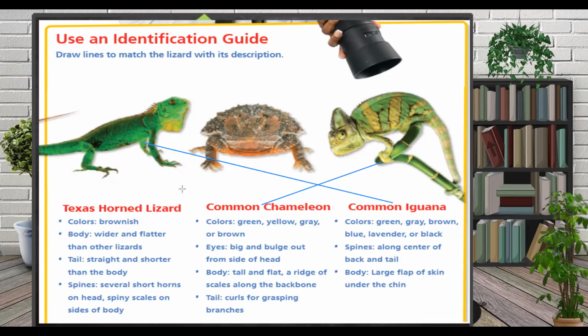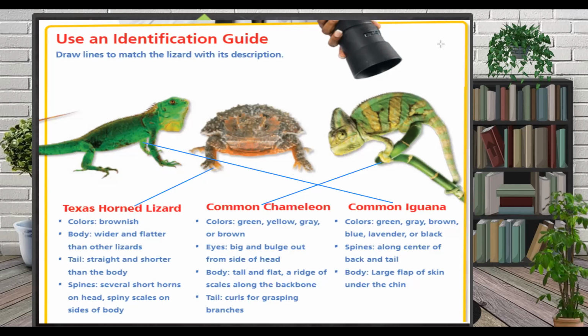Okay, great. Now, Bushra, can you answer this one? Texas horned lizard. Sure. The color is? Colors brownish, body wider and flatter than other lizards, tail straight and shorter than the body, spines, several short horns on head, spiny scales on sides of body. And definitely, is it the first or second? Second. Excellent. So definitely it is the second picture.